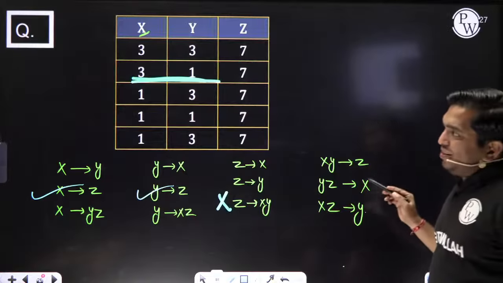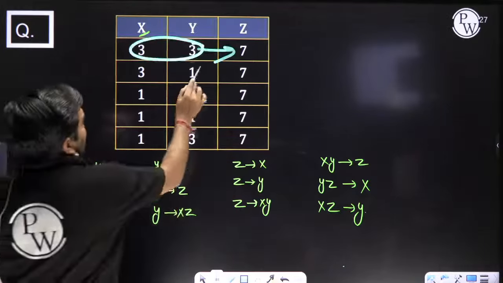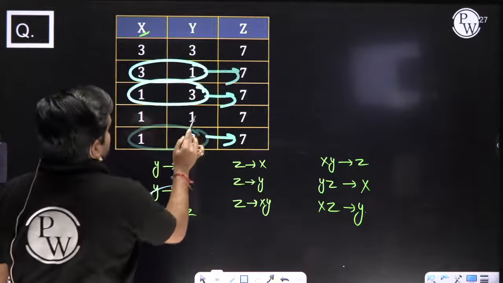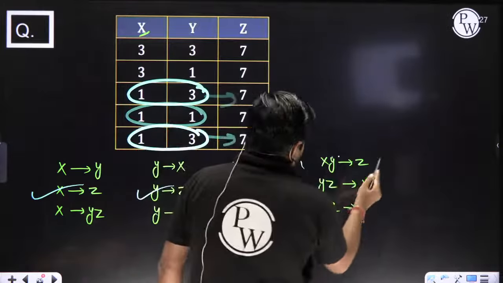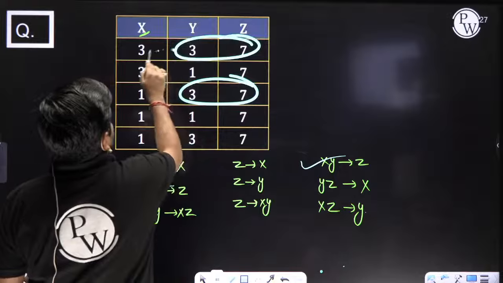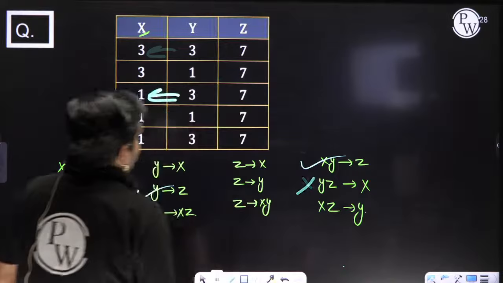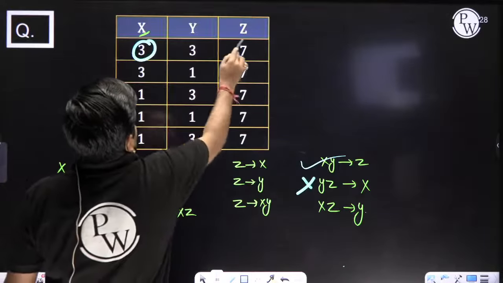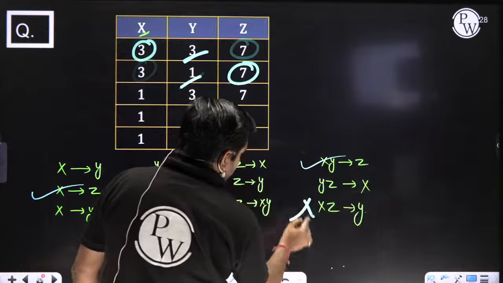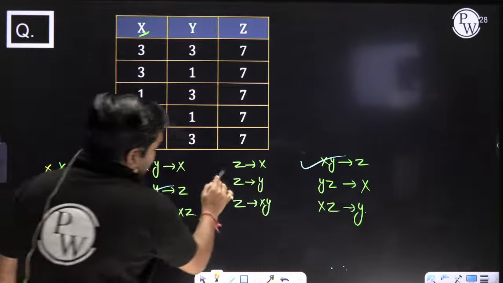Does XY determine Z or not? 3 3 gives 7, and 3 3 repeats. 3 1 does not repeat. 1 3 gives 7, 1 1 okay. Now, next, YZ: 3 7 gives 3, 7 gives 1. That is wrong. XZ: 3 7 gives 3, 3 7 gives 1. Wrong. So all the remaining ones are wrong, my dear student.